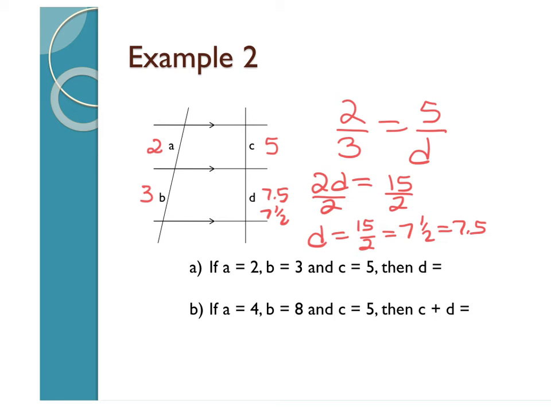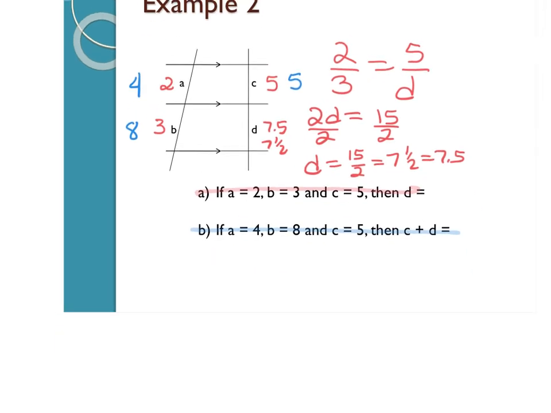All right, now I'm going to do part B in blue. So this was in red. I'll do this one. I'm going to label the sides in blue. So A now is a 4, B is an 8, C is still a 5. Now this time, instead of finding D, they want C plus D, but I'm going to do it the same way. I'm going to find D, but then I'm going to add it to C.